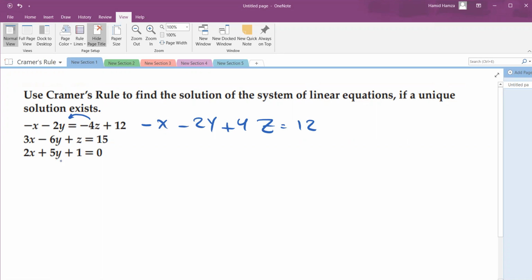Also, we need to fix the last equation. We want to take the 1 to the other side, so it will be 2x plus 5y equals negative 1.